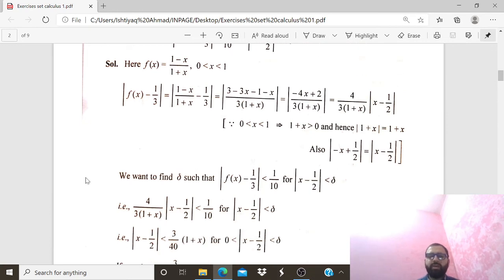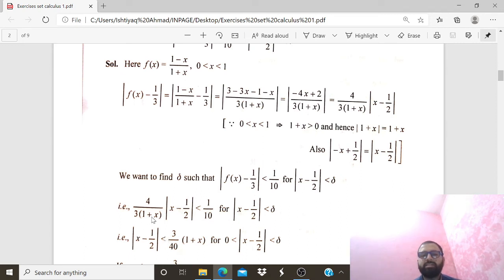Now we want to find the delta such that this condition is satisfied whenever mod of x minus 1 by 2 is less than delta. That means we have to find the condition on mod of x minus 1 by 2 that we will get in the process. So if you look at this, we want this whole thing to be less than 1 by 10 for mod of x minus 1 by 2 less than delta. This whole thing will be less than 1 by 10 if this quantity is less than 3 by 40.